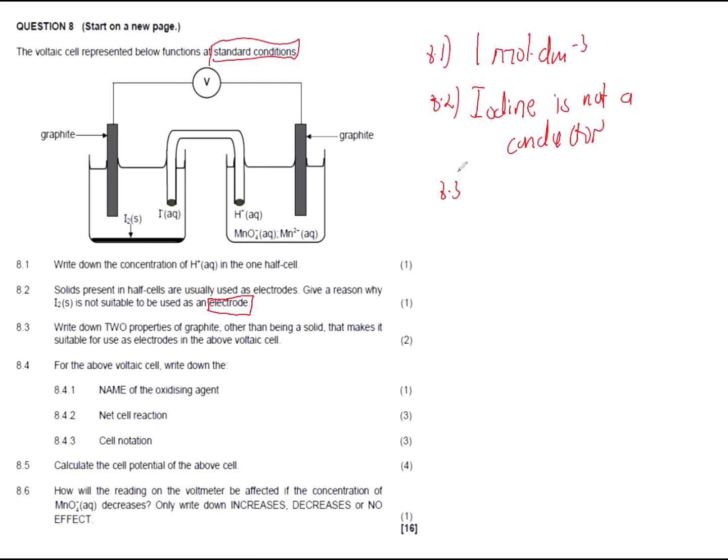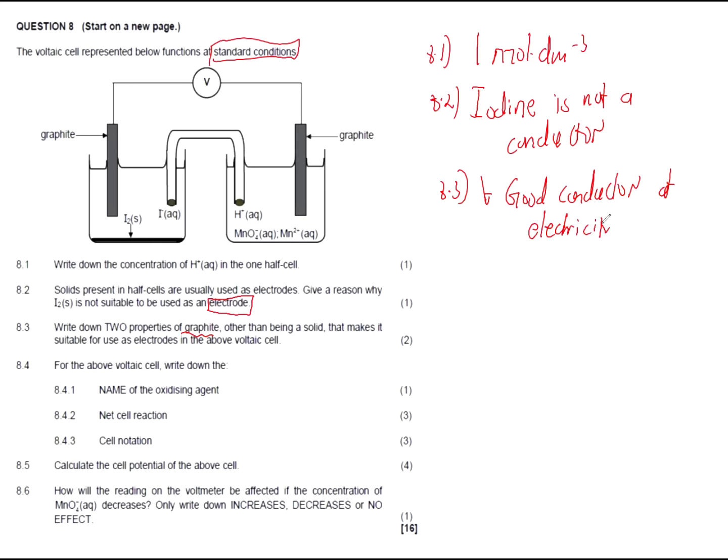Then 8.3, write down 2 properties of graphite. Remember, graphite, we say it's carbon in solid form, other than being a solid, that makes it suitable for use as an electrode in the above set. So again, it's more of what we mentioned. In order for something to be an electrode, it has to be what? A good conductor of electricity, right? It is a good conductor of electricity, number 1.